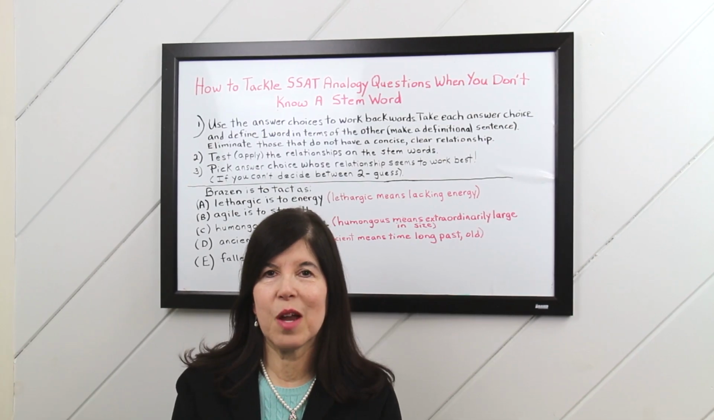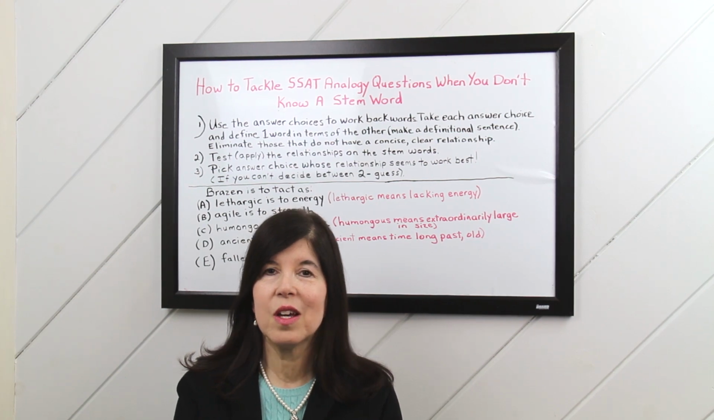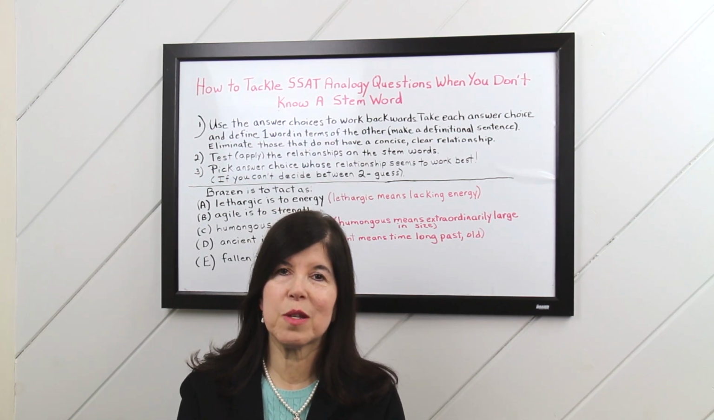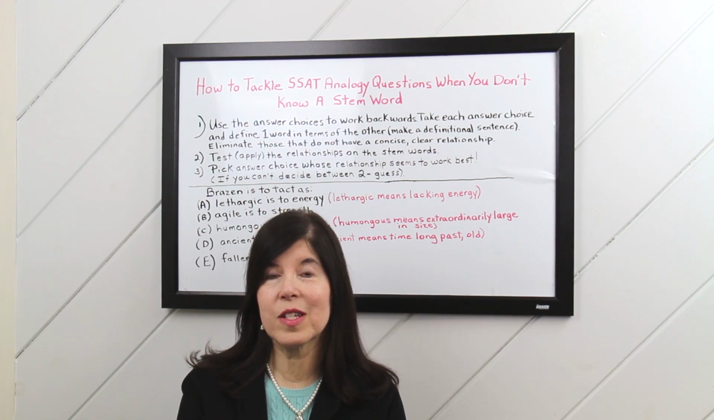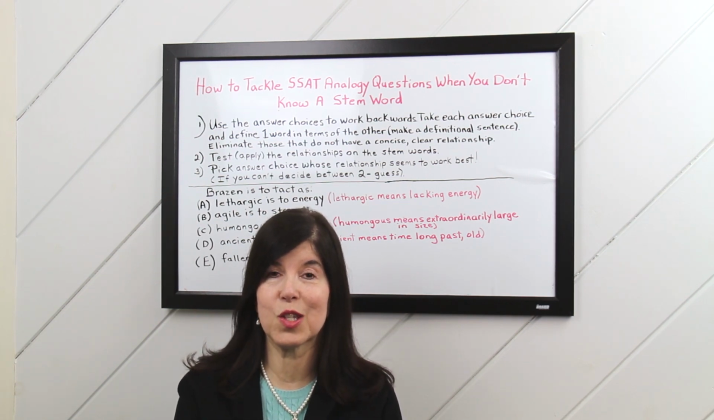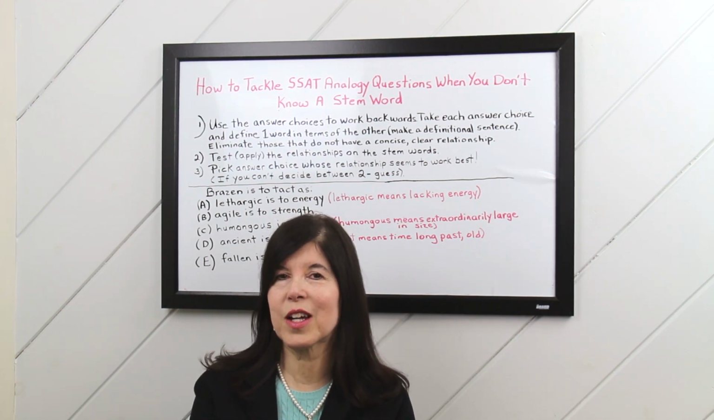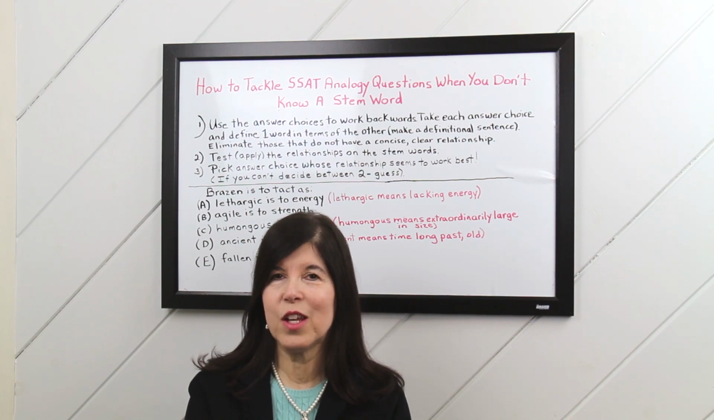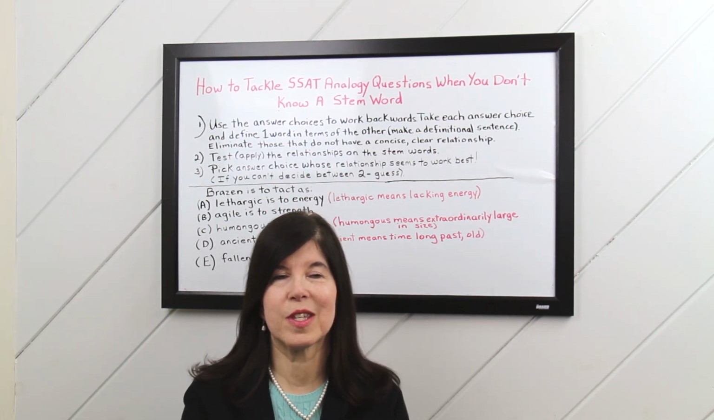Let's try another example, a little bit more difficult. Brazen is to tact as. Most of my students don't know what brazen means, but they do know what tact means. It means having a sense of what's appropriate or tasteful, even in difficult situations. You've probably shown tact if a friend says to you, how do you like my new haircut? And you say, well, it looks different. You'd be showing tact. Well, let's put the strategy to work for us again.